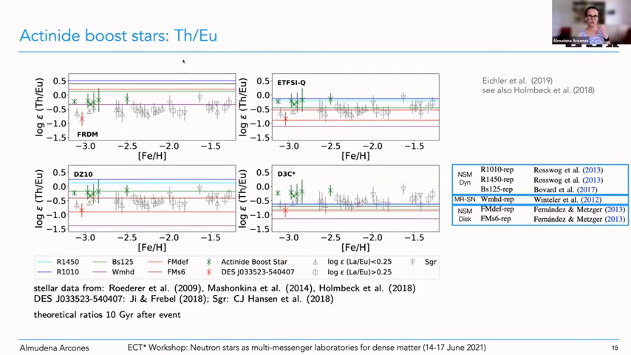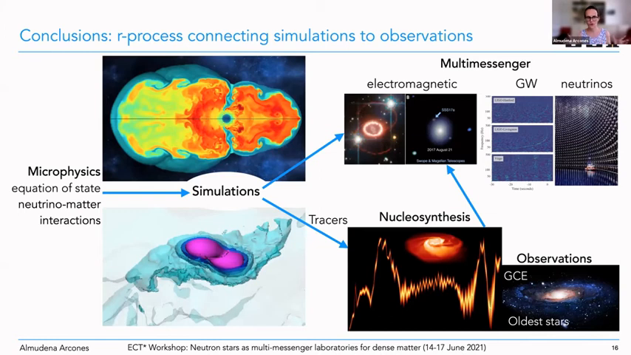I have no time to talk about another exciting ratio, thorium over europium, which was also work of Marius Eichler. And with this, I want to come to my final slide, where I want to say, great that we can combine everything, and we have this kind of workshop where we can discuss the different ingredients, from the microphysics to the observations. I was talking of observations of elements and abundances, but of course we also use this to calculate, for example, the kilonova light curve. And with this, I stop here and thank you for your attention.